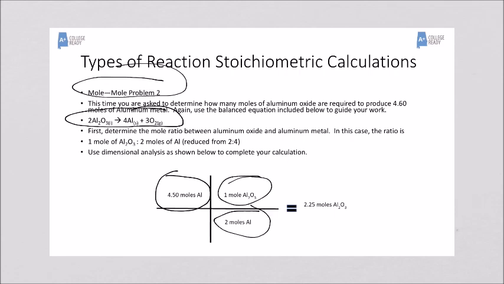The aluminum portion of that conversion factor goes on the bottom so that moles of aluminum cancel with moles of aluminum. The aluminum oxide portion goes on top. We multiply across the top, divide by the bottom, and we end up with 2.25 moles of aluminum oxide. If that decomposes, it will produce 4.5 moles of aluminum metal.